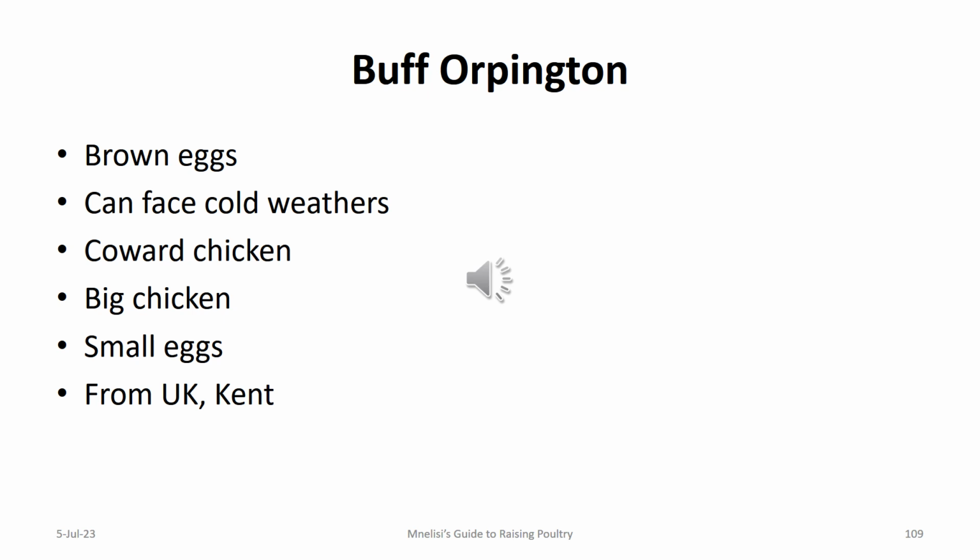New Hampshire. This is a chicken from America and it's also available in South Africa. It will lay up to 280 medium brown eggs per year. This chicken is good for free range and it's also a good fighter.